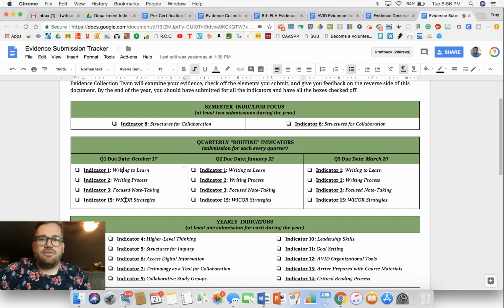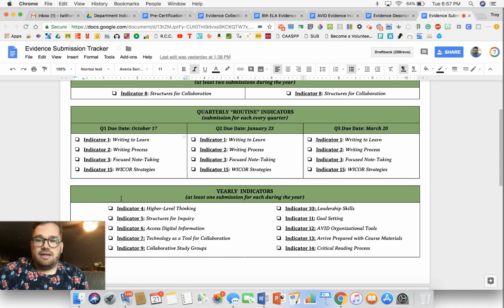This could be like showing us an example of one of their lesson plans, how they include WICOR strategies throughout a lesson, or maybe throughout a series of lessons. But we wanted to see growth over time. So each of our teachers is responsible every quarter for submitting at least one piece of evidence for each one of these indicators.